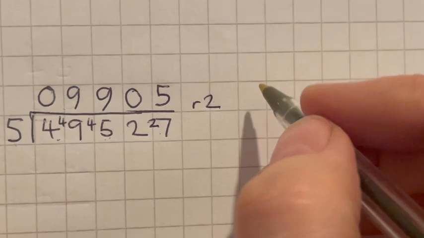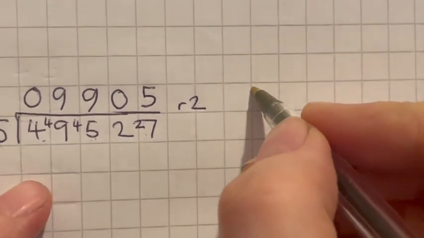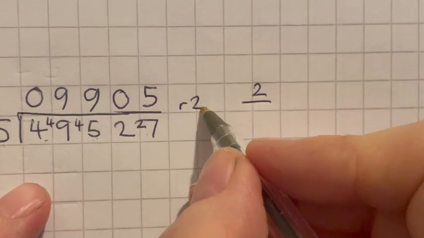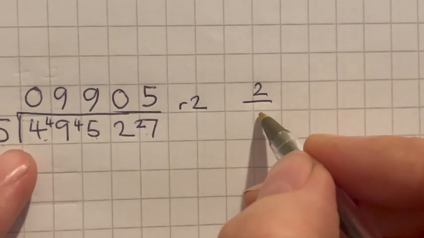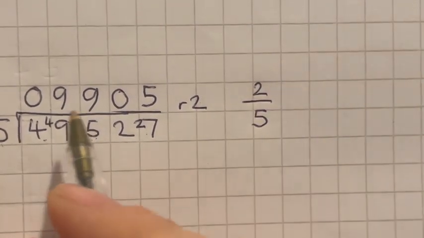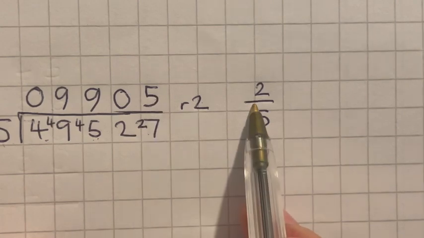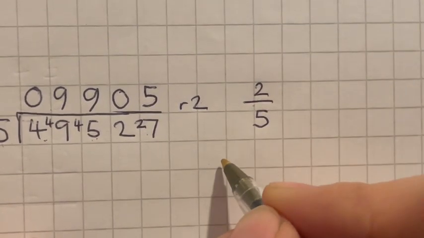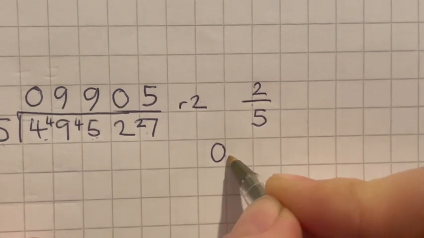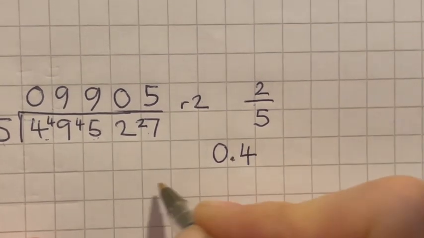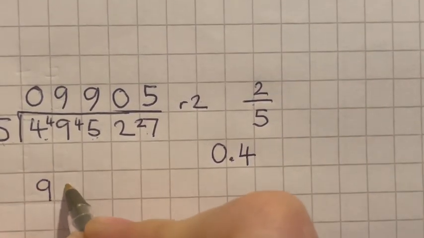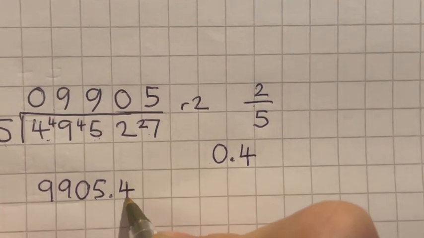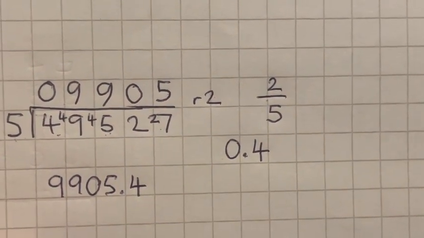For year 6, I asked them to push it a little bit further, and I would ask them to express that as a decimal. The remainder is 2, and we're dividing by 5, so it's 2/5. 9,905 and 2/5, and they could record that as a decimal. It's quite an easy one to do as a decimal, so 2/5 is equal to 0.4. So they could record that answer as 9,905.4.